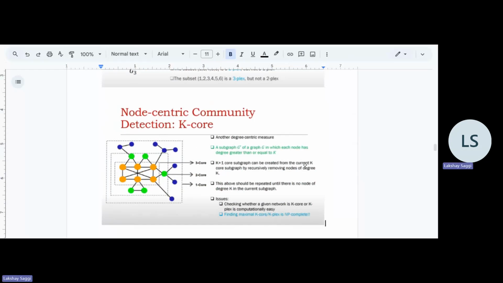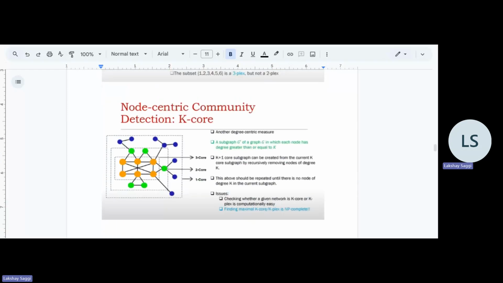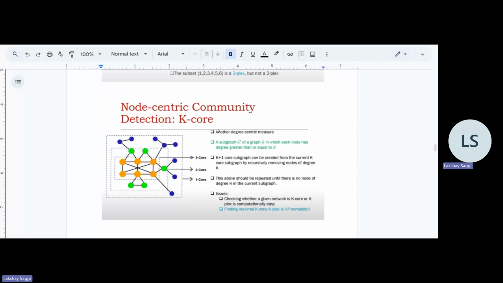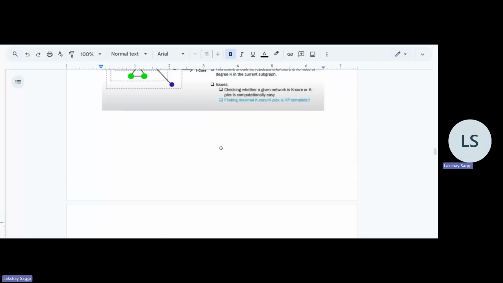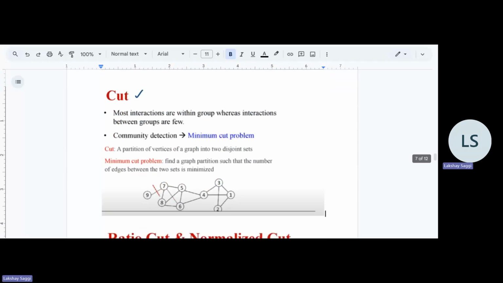Okay, so then maybe we can move on to some other interesting definitions. And for this, first we started with defining what is a cut. Now we are moving away from these k-cores, k-plexes, k-cliques, and so on, and defining some other kinds of definitions which will probably help us in identifying communities a bit better.